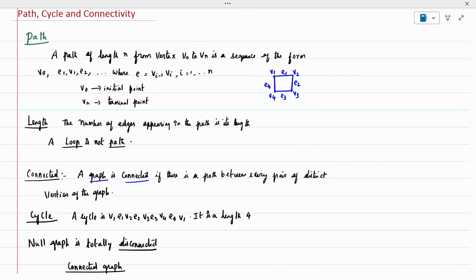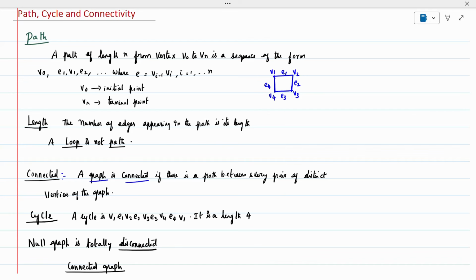When we say cycle, the full form is called a cycle. The cycle is V1, E1, V2, E2, V3, E3, V4, E4 and back to V1. So it is a full cycle, and the length is 4.